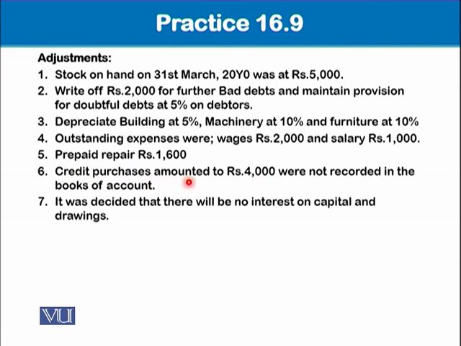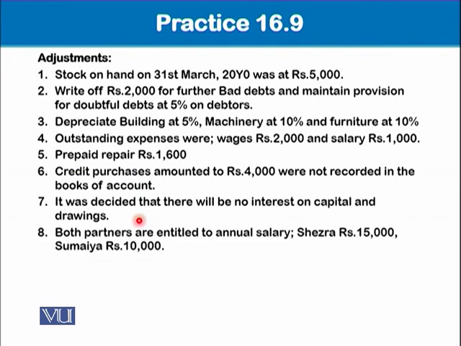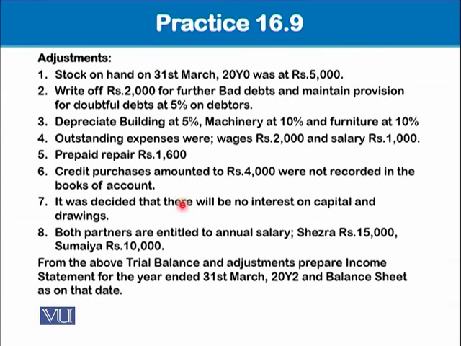Okay, well, and it was decided that there will be no interest on capital and drawings. Okay, that's very fine. And both partners are entitled to annual salary. Shazra 15,000 and Sumayya 10,000. Okay, that's very well. So from the above trial balance, we have to prepare income statement for the year ending 31st March and balance sheet as on that date.